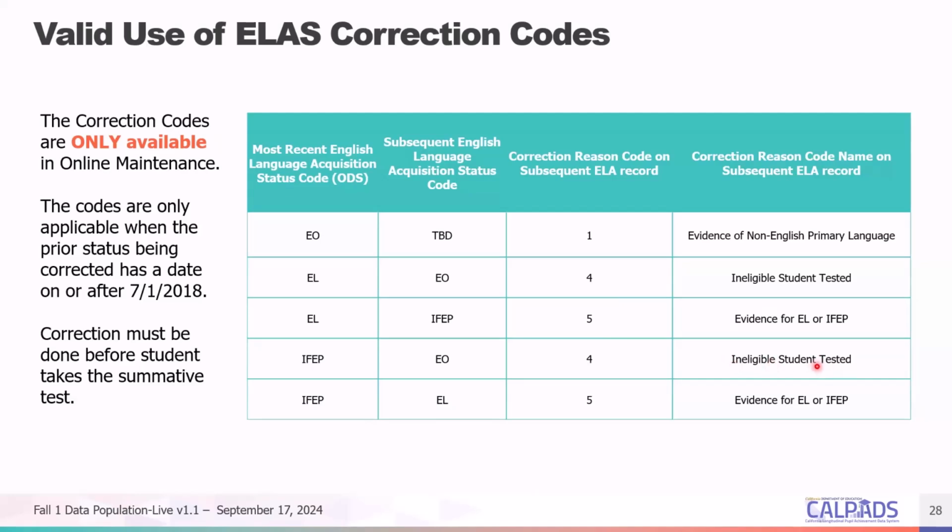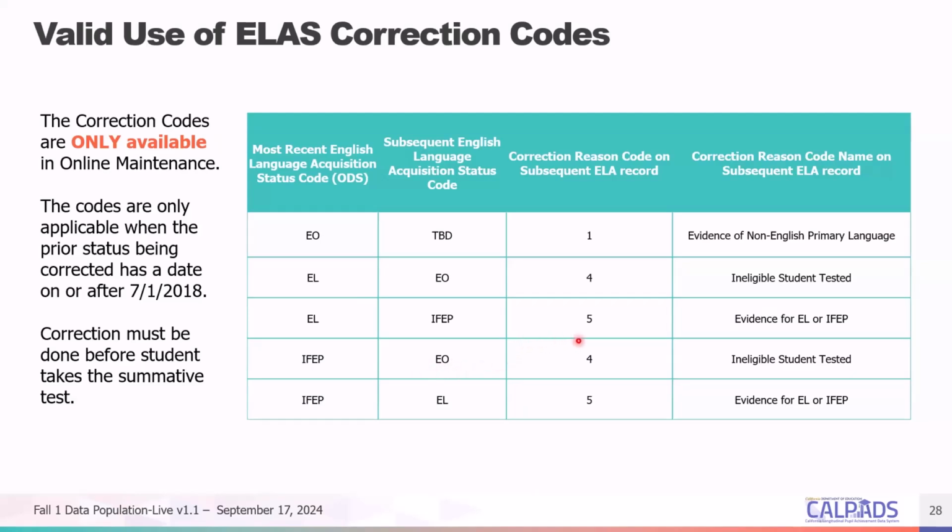They're both defined the same, ineligible student tested, but in the second row, we have a transition from EL to EO, and in the fourth row, we have a transition from IFEP to EO. Both IFEP and EL are the results of LPAC testing, and correction reason code 4 says the student was not eligible for LPAC testing. And so they would go from these statuses that are the results of the LPAC right back to EO, which is a result of the home language survey.